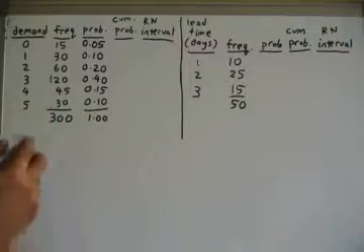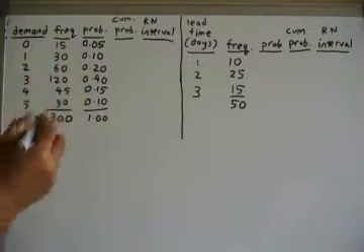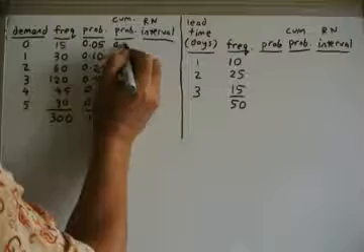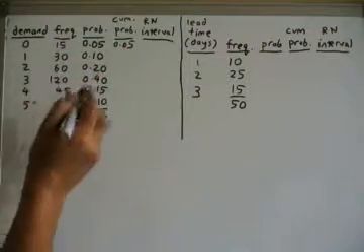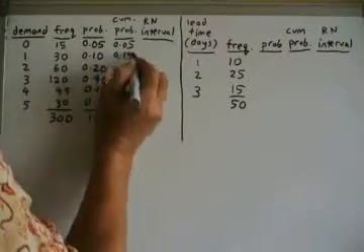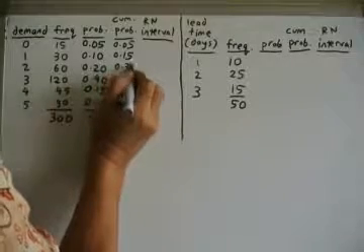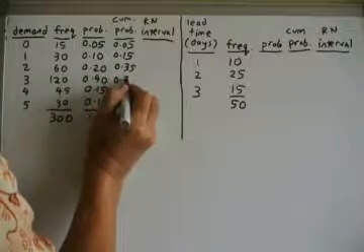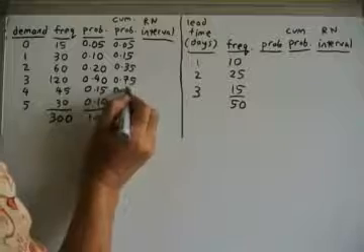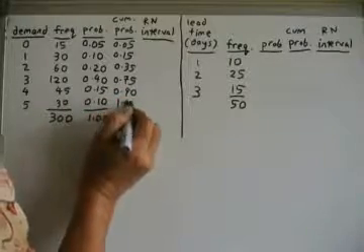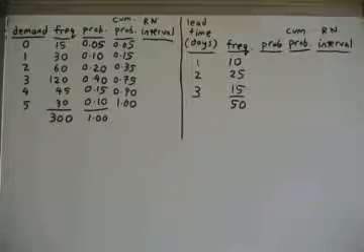Next, we find the cumulative probability. We add the probability. So we start with 0.05 plus 0.1, 0.15 plus 0.2, 0.35, 0.75, 0.90, and 1.0. The last number must be 1.